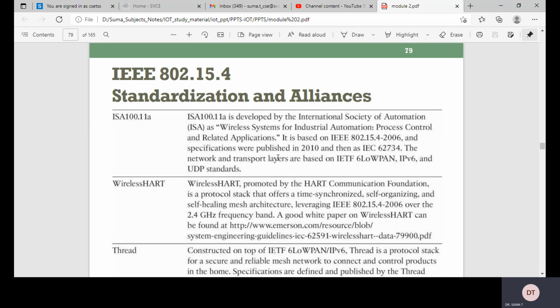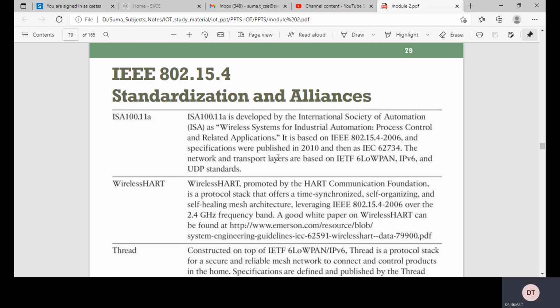Next is WirelessHART. It is promoted by the HART Communication Foundation. It is a protocol stack that offers a time-synchronized, self-organizing, and self-healing mesh architecture, leveraging IEEE 802.15.4, developed in 2006, over the 2.4 GHz frequency band. They are increasing the speed also. A good white paper on WirelessHART can be found in the system engineering guidelines.